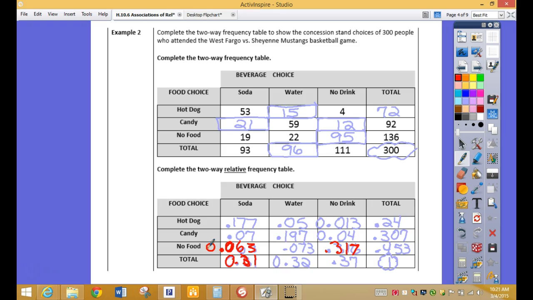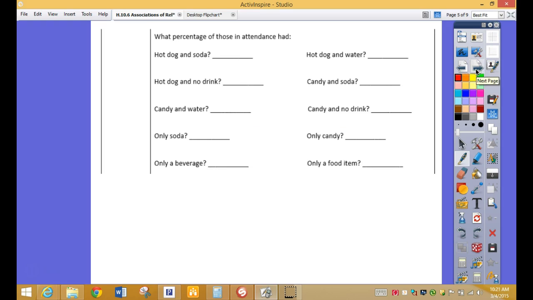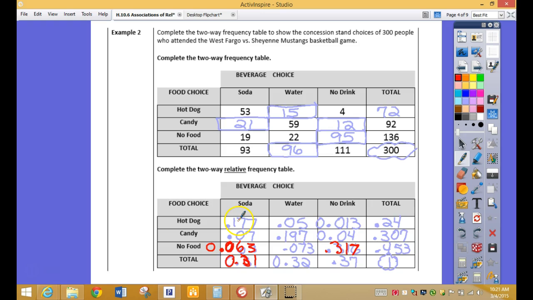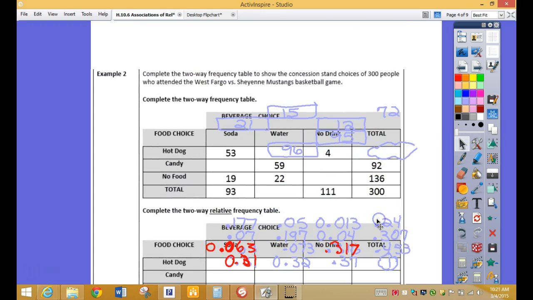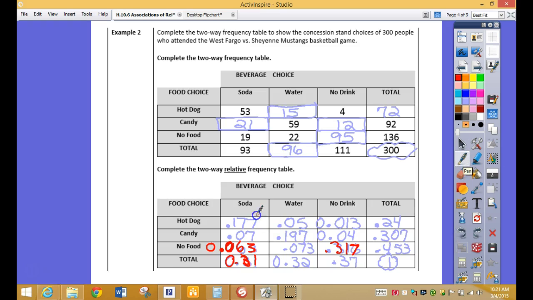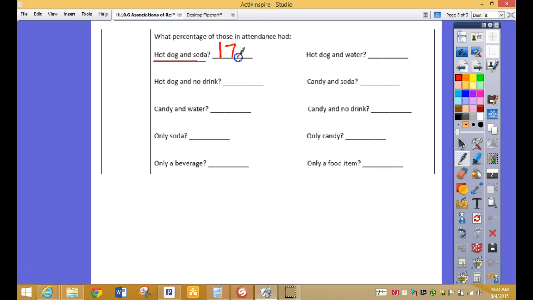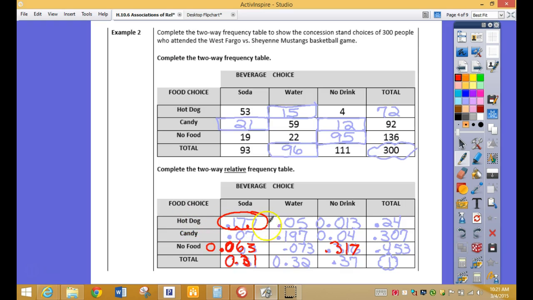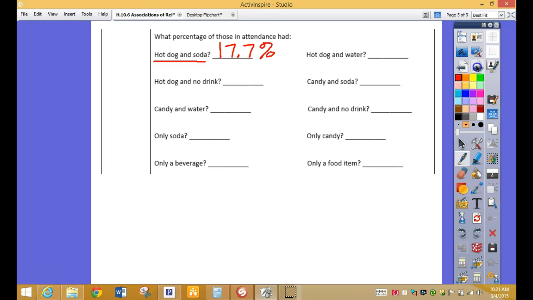So now let's answer our questions. What percentage of those in attendance had a hot dog and a soda? I'm going to slide this up. Just like that. A hot dog and a soda. What percentage does that turn into? 0.177 turns into what percentage? Move it to the right twice. 17.7 what? Percent. How about a hot dog and water? What percent had a hot dog and water? Look over here. Move it to the right twice. 5%.